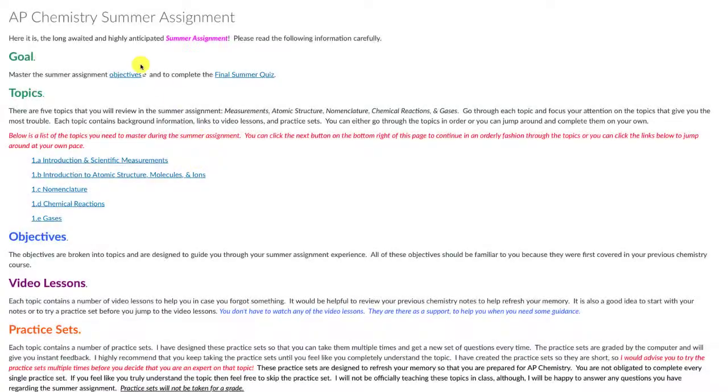The first thing I want to talk about is the goal of the summer assignment, which is basically to review the basic concepts from your previous chemistry course. In order for you to demonstrate that you successfully completed that work and you are ready for AP Chemistry, you're going to need to take a final summer quiz.